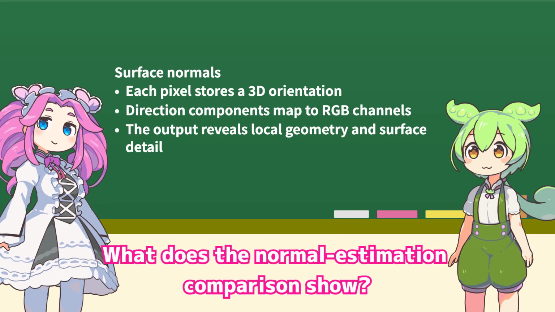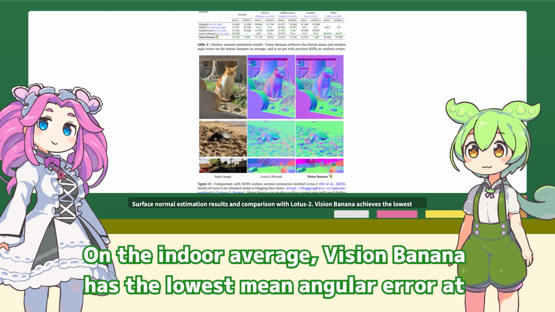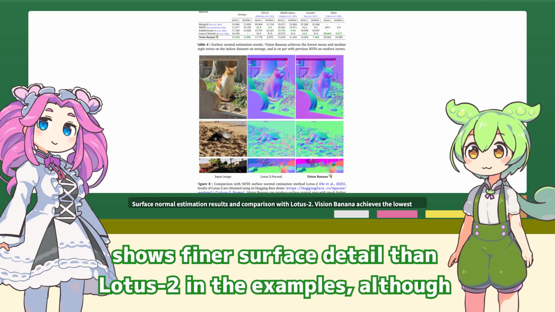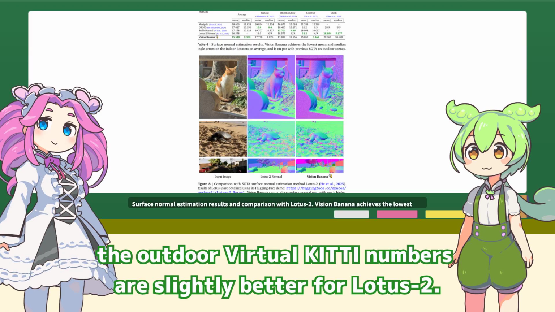What does the normal estimation comparison show? On the indoor average, Vision Banana has the lowest mean angular error at 15.549 and the lowest median error at 9.300. The visual comparison also shows finer surface detail than Lotus does in the examples, although the outdoor Virtual KITTI numbers are slightly better for Lotus 2.